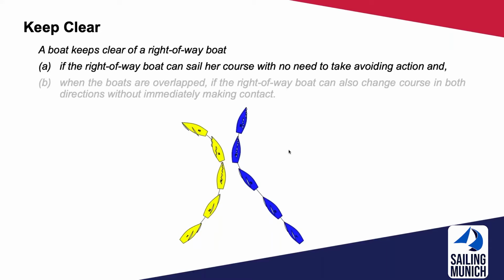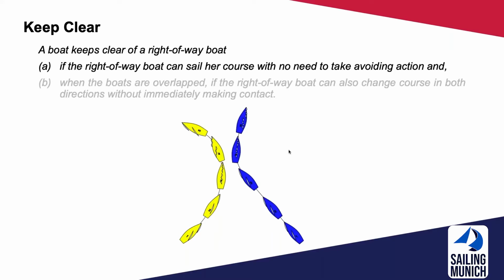So that is the test, whether the right-of-way boat can sail her course with no need to take avoiding action. So if that happens, the keep clear boat will not have kept clear. What does her course mean? In general, that is your compass bearing.